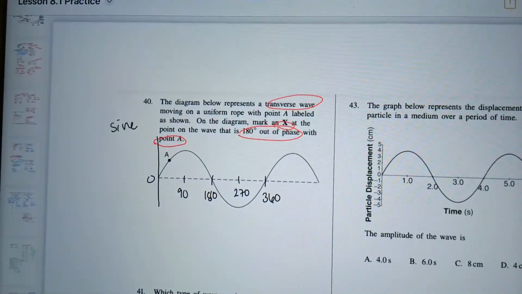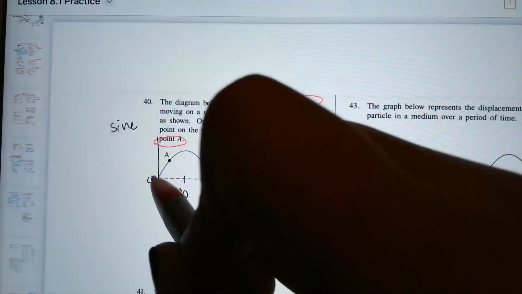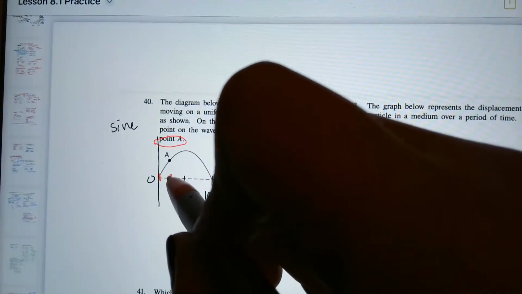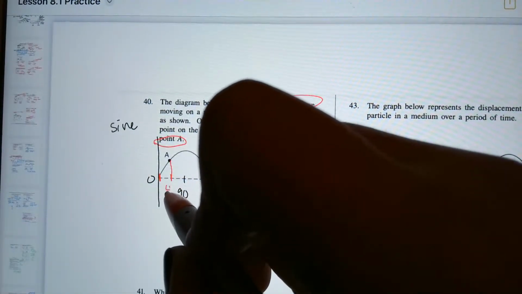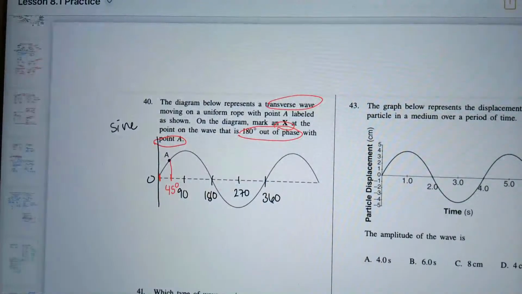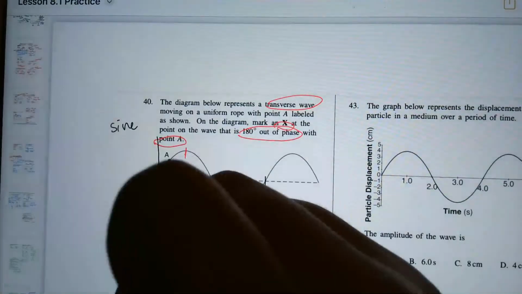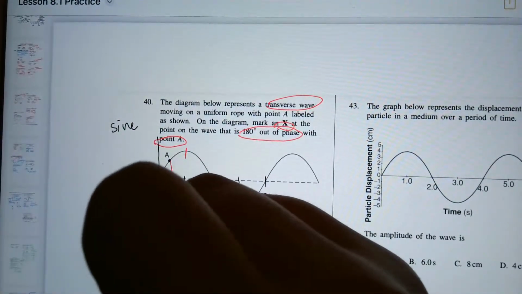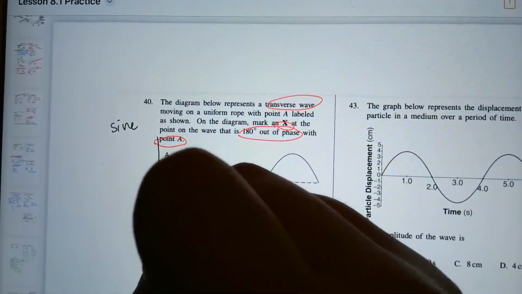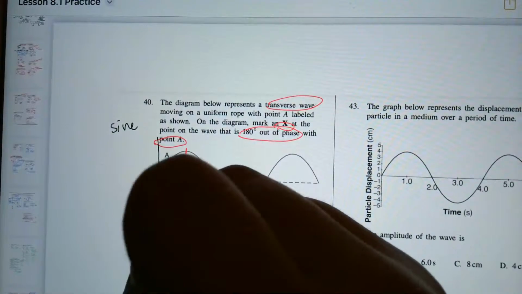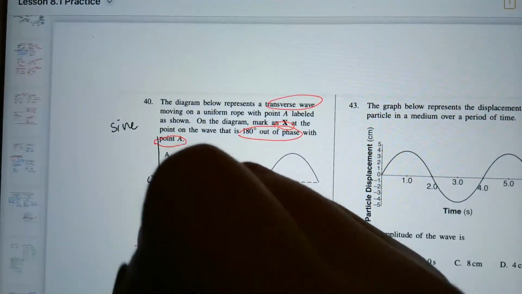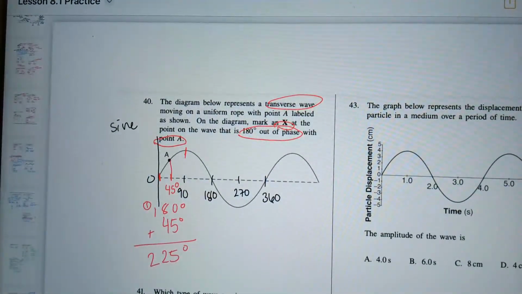Okay, so then I'm going to guesstimate. I'm going to say that from here to here, A is at about 45 degrees, because it's kind of bisected. It's halfway from this crest to the origin. So I'm going to do 45 degrees plus 180 degrees. So I'm looking for somewhere around 225. That means I'm looking for a region in between here.